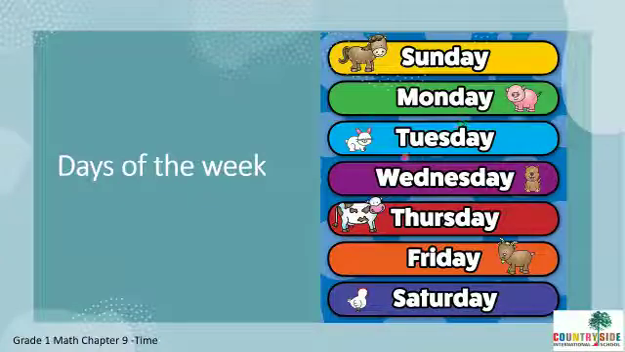Then Tuesday, Tuesday. Tuesday is the third day of the week. Wednesday, Wednesday. Wednesday is the fourth day of the week. Then Thursday, Thursday. Thursday is the fifth day of the week.